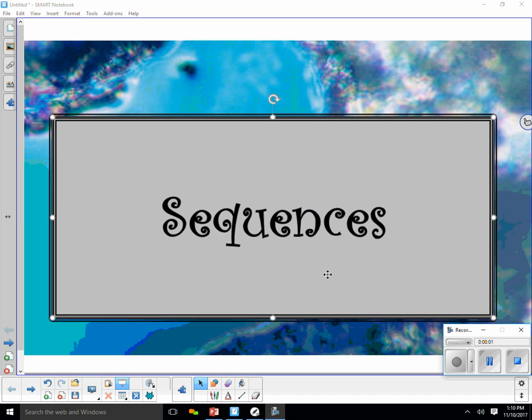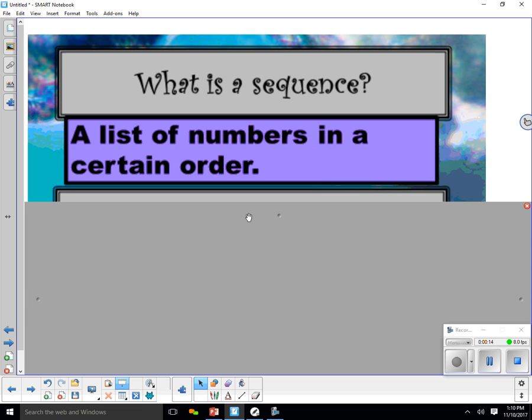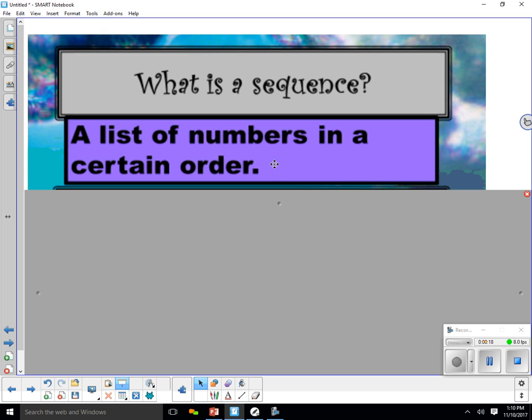Right, we're going to start talking about sequences today. Now, we talked about sequences last year, okay? So we're going to kind of build right on top of that. Okay, first of all, what is a sequence? A sequence is a list of numbers in a certain order, okay?